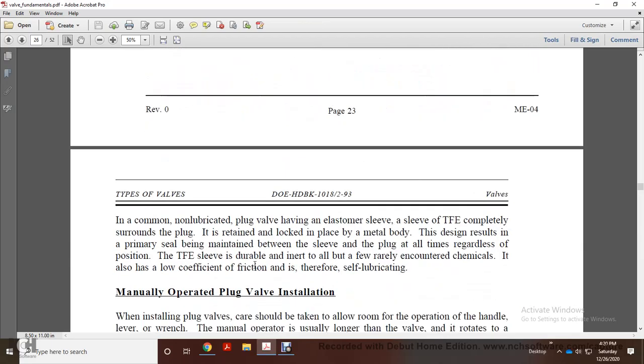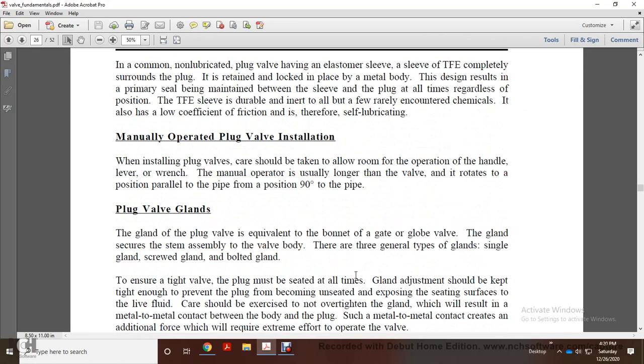It is common in non-lubricated plug valves, having an isometric sleeve with a Teflon completely surrounding the plug, retained and locked in place with the metal body. The design ensures the primary seal is maintained between the sleeve and the plug at all times, regardless of its position. The Teflon sleeve is durable in air and resistant to all but fairly rarely encountered chemicals. It also has a low coefficient of friction and is therefore self-lubricated.